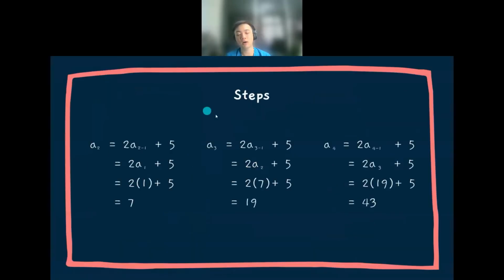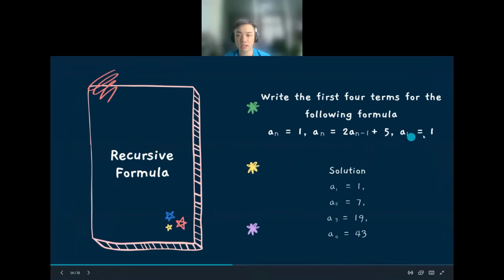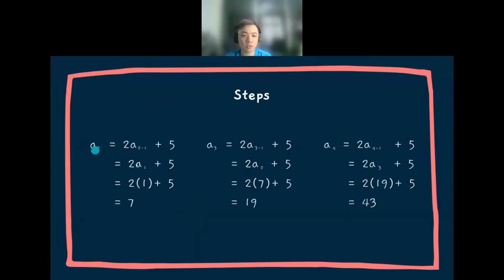So how do we get these answers? We just need to substitute the value into the formula. a1, which we already have, is 1. For a2, we substitute the value of a1, the previous term. After we substitute, 2 multiplied by 1 plus 5, we get 7.